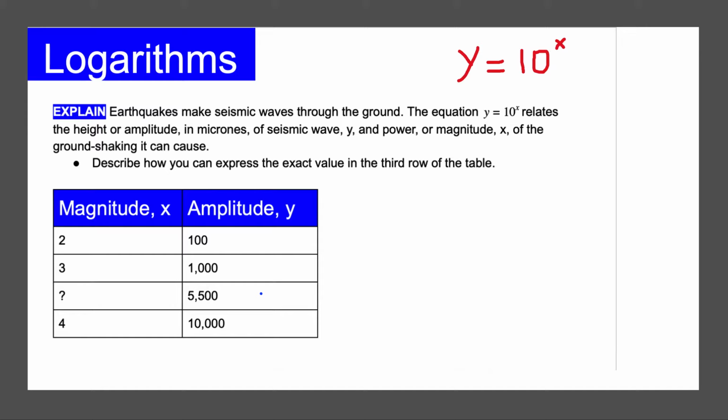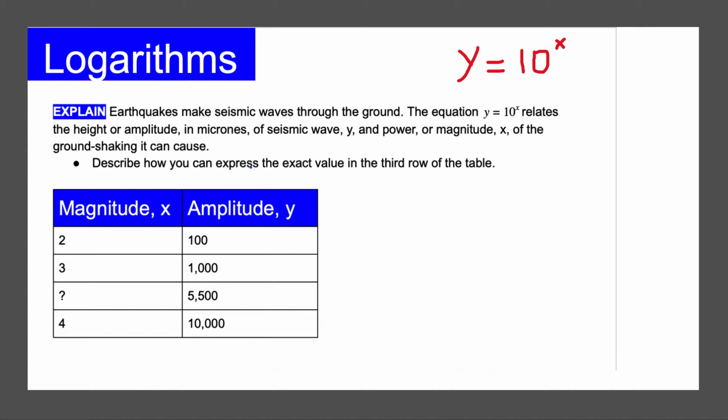Logarithms. Let's go with one example. Explain: earthquakes make a seismic wave through the ground. The equation y equals 10 to the x relates the height of amplitude in microns of the seismic wave, which we write as y, and the power or magnitude x of the ground shake it can cause.